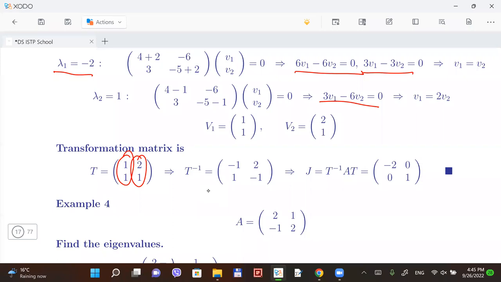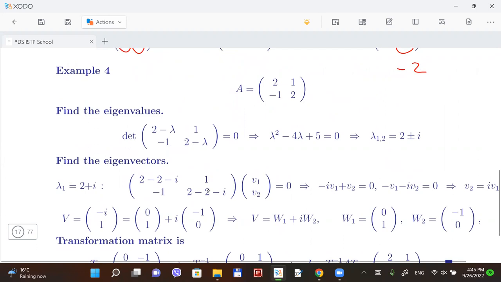So with this transformation matrix, as we know, we have this form: lambda one and lambda two on the main diagonal. As I said, if you just change the order of these eigenvalues, you will obtain 1 here and -2 like here.